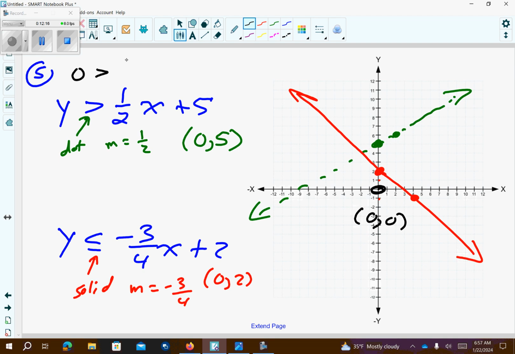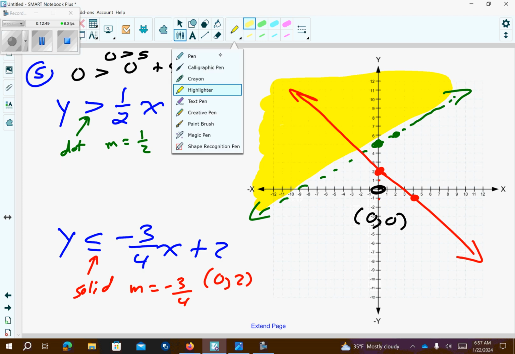0 is greater than 1/2 times 0, which is 0, plus 5. Is 0 greater than 5? That's false. So for my green line, that means I need to shade above it. If I pick a point down here underneath my green line, it'll give me a false statement. If I pick a point that's above it, up here, that would give me a true statement as far as my green line goes, or my top equation.